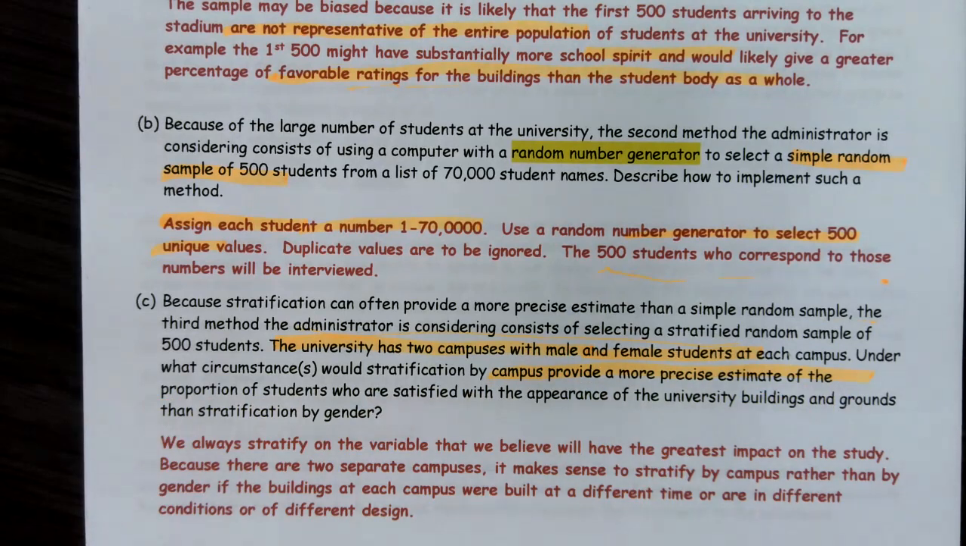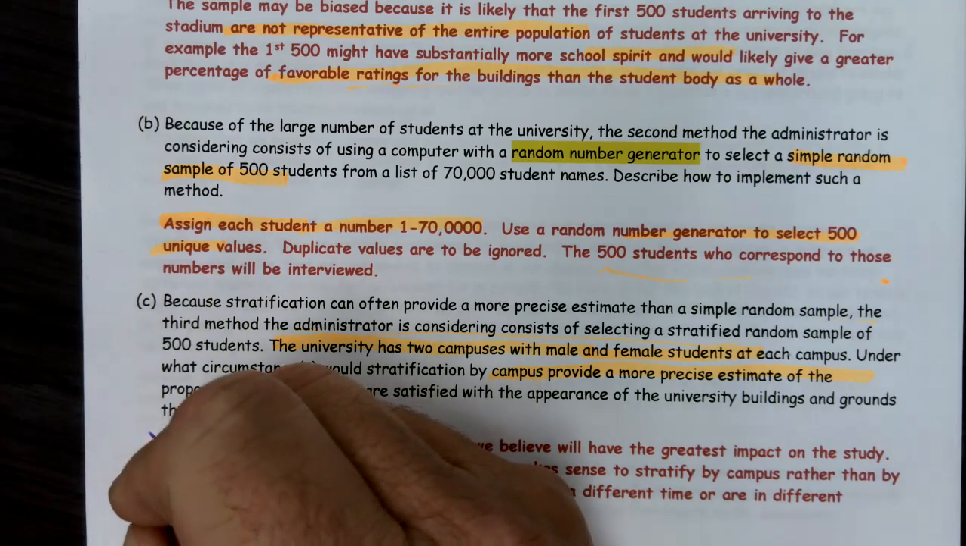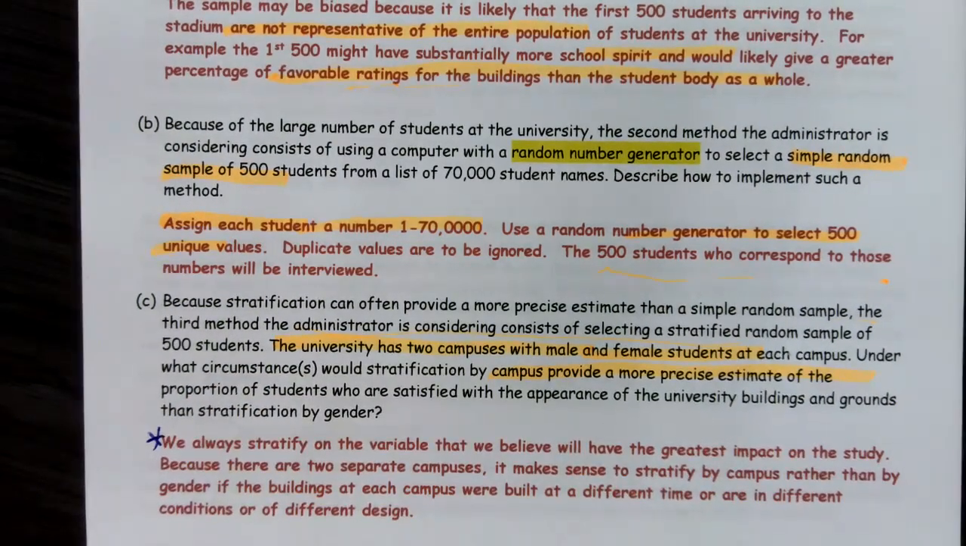So it's like, why would I stratify by campus? Well, I have males and females at both campuses, so that's one thing. But what if the campuses are completely different? What if one is new and one is old? What if one has better facilities than the other? So that's why I would stratify as if the locations or the buildings between the campuses were different. So we always stratify on the variable that we believe will have the greatest impact on the study. That's our going in sentence. We need to always have it.